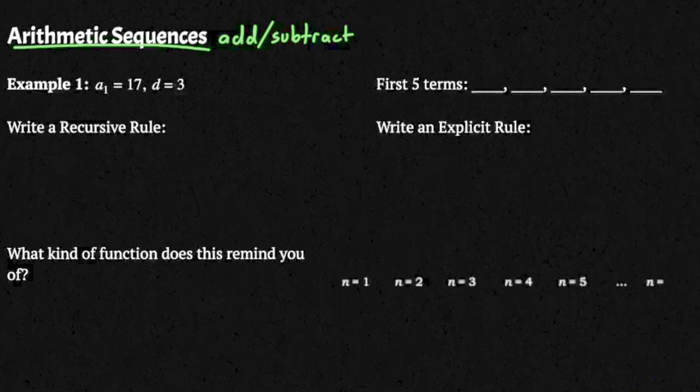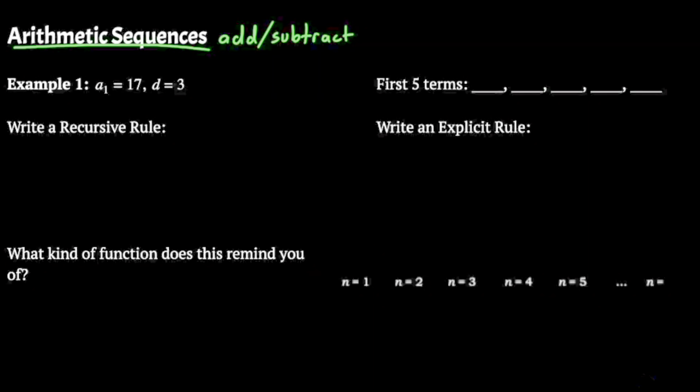Arithmetic sequences are the type that will either add or subtract the same value every time, and that value is referred to as d for common difference. By saying common difference, it kind of sounds like we're going to subtract all the time, but in this case d is positive 3, so we're going to be adding 3. This first example also tells us that a sub 1 is 17.